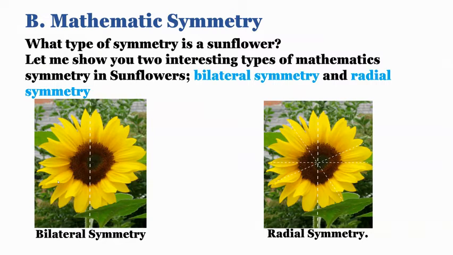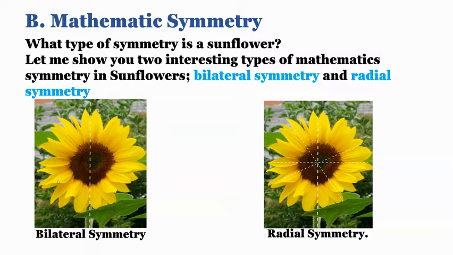Part 2. Mathematic symmetry. What types of symmetry is a sunflower? Let me show you two interesting types of mathematic symmetry in sunflowers: bilateral symmetry and radial symmetry.